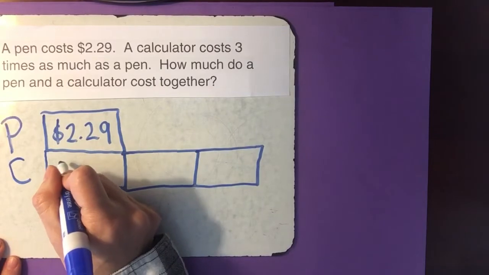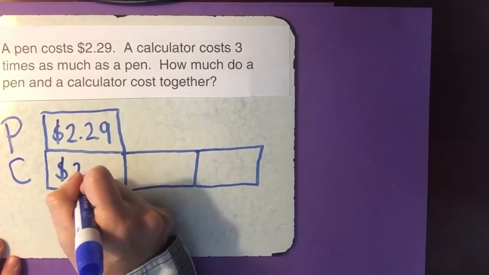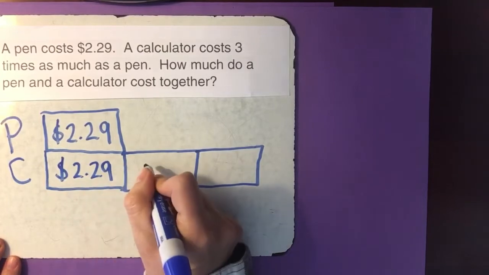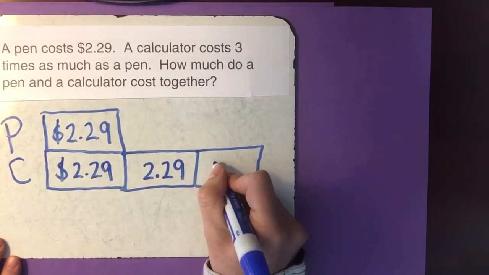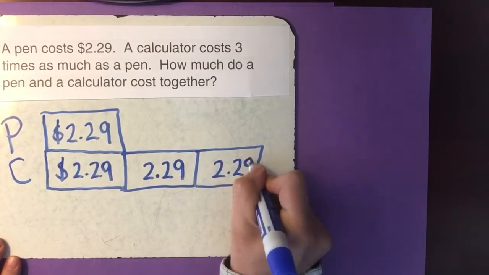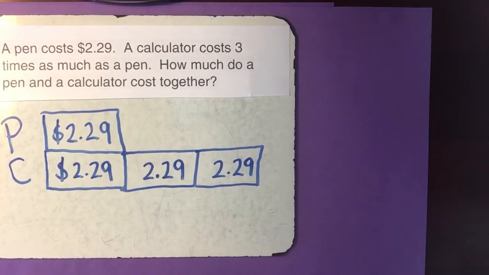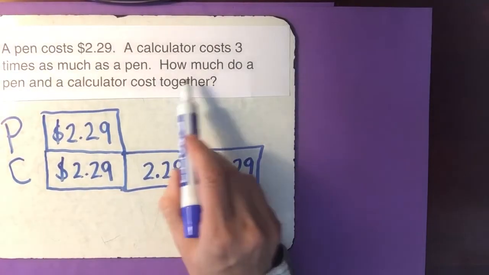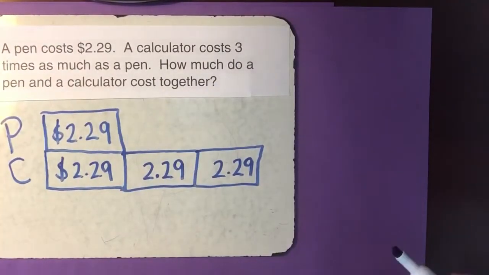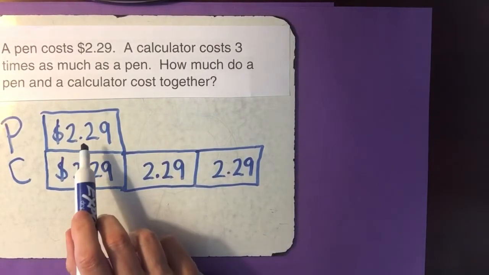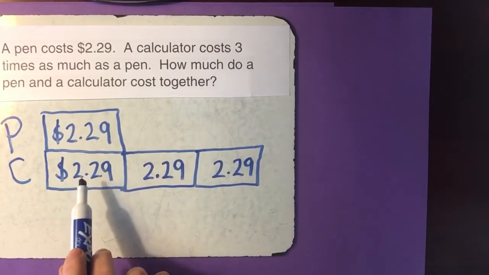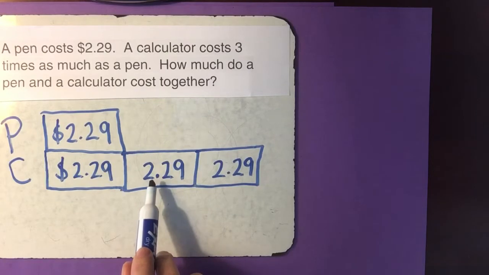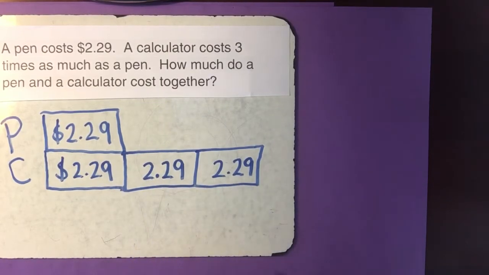And so this would be $2.29 if they cost the same, but since it's three times as much, we need 3 $2.29. Okay. So that's what this would look like in a bar model. Now, it's important to look at what the question actually is. So how much do a pen and a calculator cost together? So this and this needs to be combined. So we're going to add $2.29 plus $2.29 plus $2.29 plus $2.29.